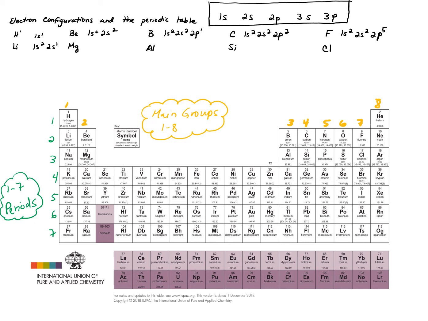The groups or families, they are vertical columns. So that's your group 1 right there. Now the periods are across the periodic table. So for example, period 3 in your periodic table starts here in sodium and it goes all the way to argon on the right side.